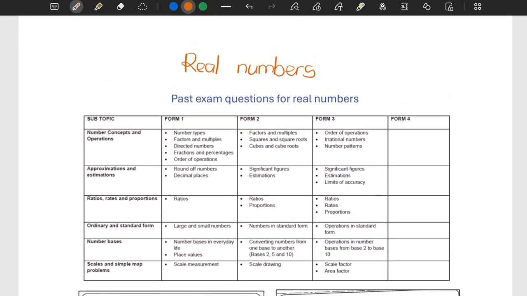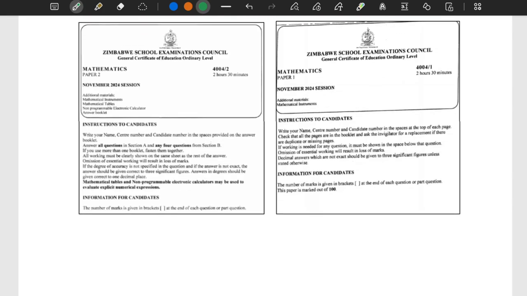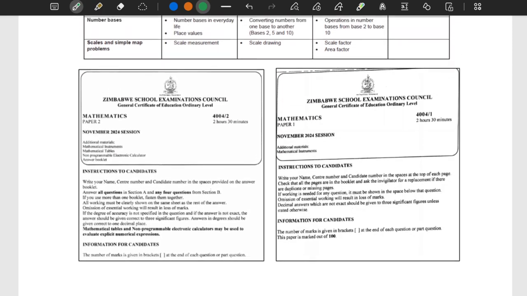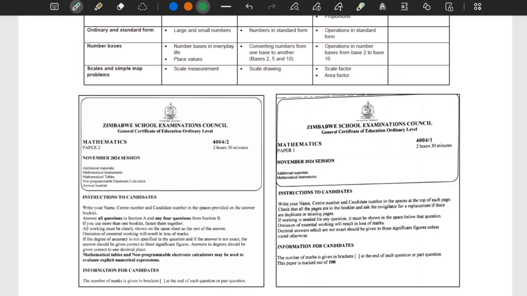Most of these are going to cover part of the 2000s and 2010s, and then there'll be separate videos which cover the 2020s. So again, past exam papers, but not full papers, just the questions selected that cover real numbers.